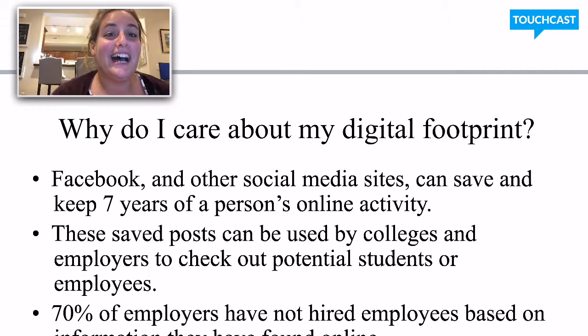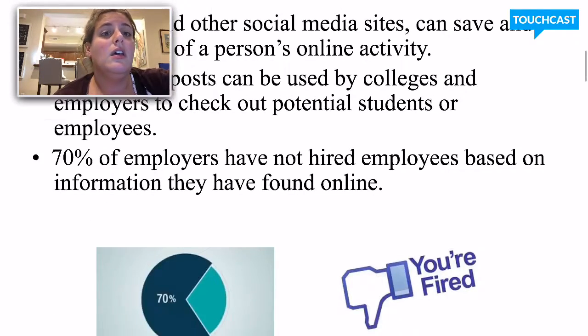So first, one thing you need to know is that Facebook and other social media sites can save and keep 7 years of a person's online activity. So even if you delete something, they can save it and hold on to it, and it can be searchable by companies. So these saved posts can be used by colleges and employers to check out potential students or employees. So a college, when you apply, could search your old posts and find out things about you, even if you've deleted them.